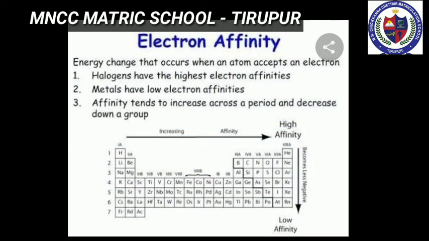Next, we move to electron affinity. Electron affinity is the amount of energy released when a gaseous atom gains an electron to form its anion. It is also measured in kilojoule per mole or kilojoule mole to the power minus 1. Like ionization energy, electron affinity also increases from left to right in a period and decreases from top to bottom in a group.